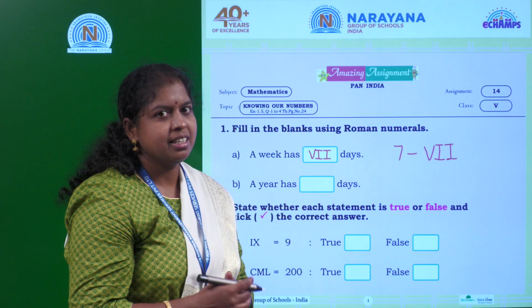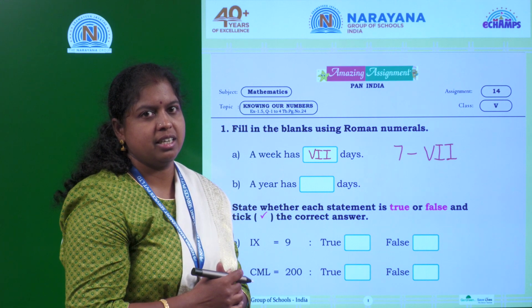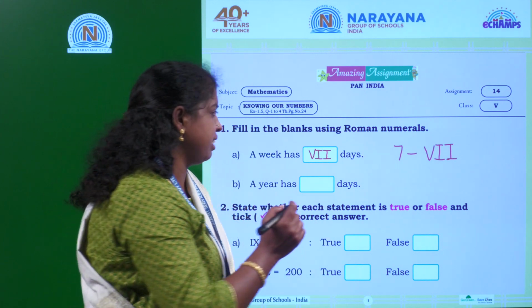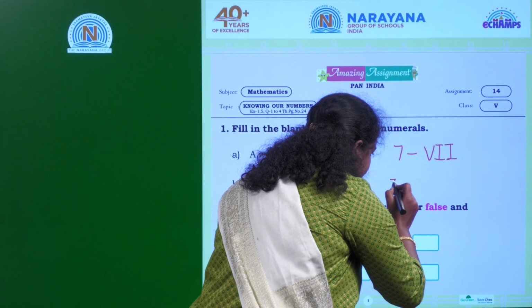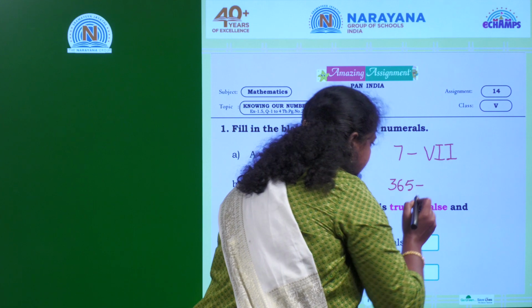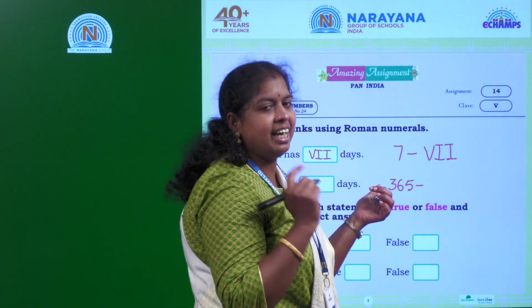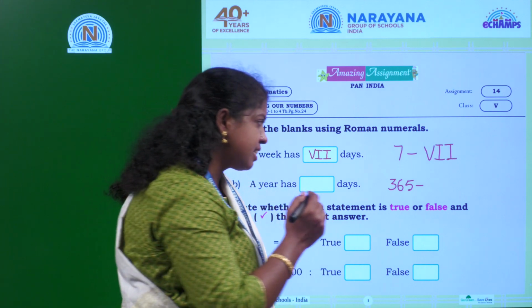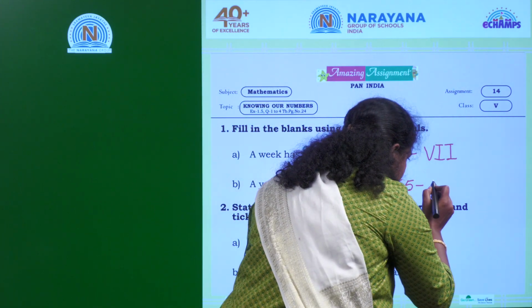A year has 365 days. How will you write 365 here? 365. How many hundreds are there? 3 hundreds. What is the Roman numeral to represent 100? C, right? C represents 100.